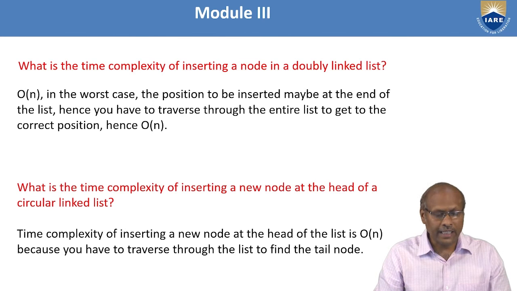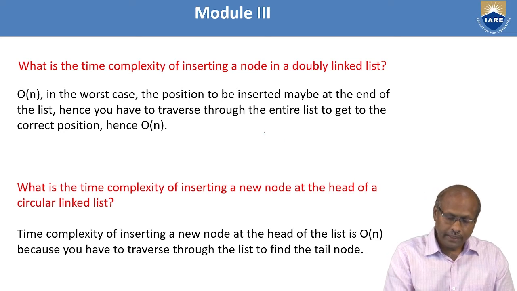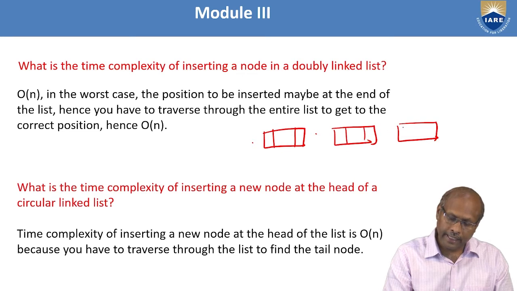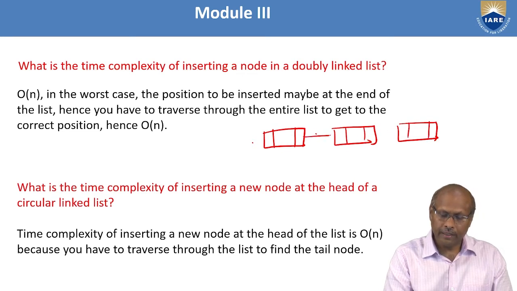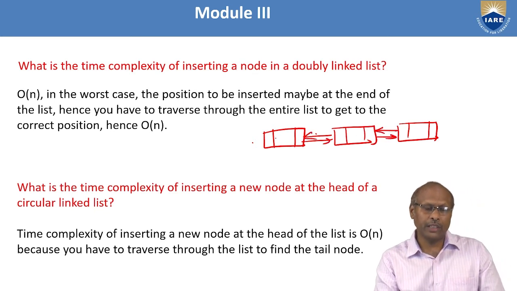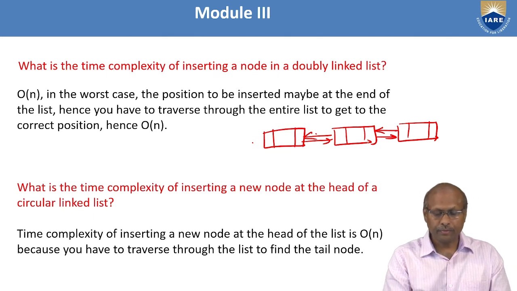Similarly, they may ask another question. What is the time complexity of inserting a node in a doubly linked list? Remember, in a doubly linked list you can do any operation: inserting at the beginning, inserting in the middle, inserting at the end also. So in three different places you can do insertion as well as deletion. But here the question is, what is the time complexity for inserting a node in a doubly linked list?